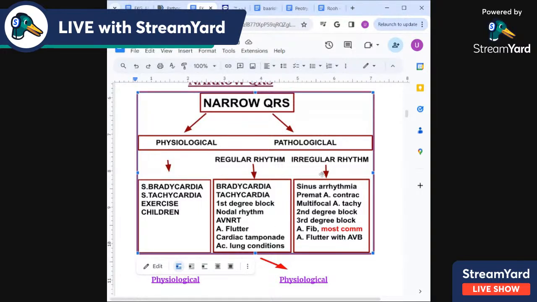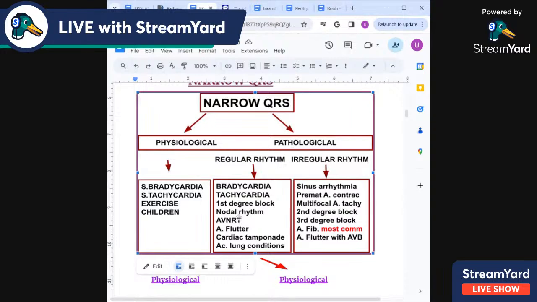then atrial flutter, cardiac tamponade, and acute lung conditions, which have narrow QRS on the EKG. Then for the irregular rhythm narrow QRS, we have sinus arrhythmia, premature atrial contraction, multifocal atrial tachycardia, and second and third degree heart block. First degree block was in the regular rhythm narrow QRS, whereas second and third degree cause the irregular narrow QRS. Then we have atrial fibrillation, the most common cause of irregular rhythm. And finally, atrial flutter with aberrancy and block.